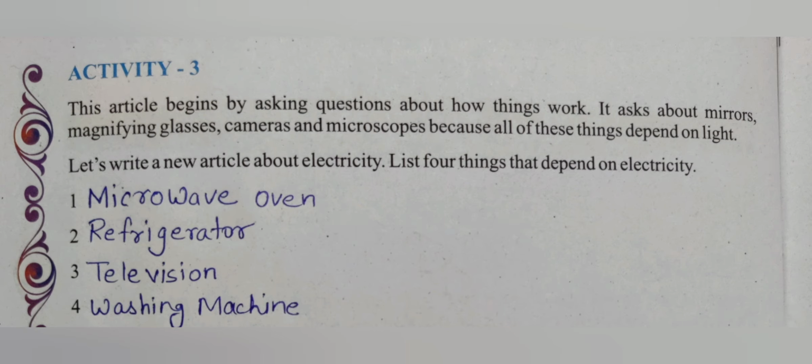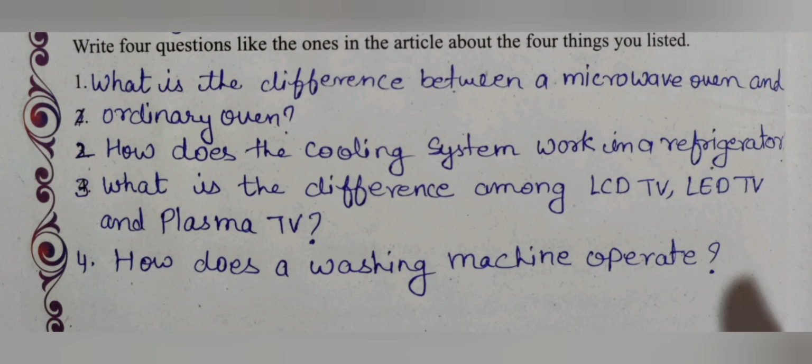Activity 3. This article begins by asking questions about how things work. It asks about mirrors, magnifying glasses, cameras, and microscopes because all these things depend on light. Let's write a new article about electricity. Let's list 4 things that depend on electricity. Number 1, microwave oven; 2, refrigerator; 3, television; 4, washing machine. Write 4 questions like the ones in the article about the 4 things you listed.